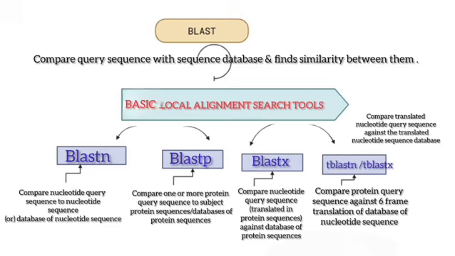BLAST is divided into 5 types: BLAST-N, BLAST-P, BLAST-X, T-BLAST-N and T-BLAST-X. So what is the work of BLAST-N? It compares the nucleotide query sequence to a nucleotide sequence or a database of nucleotide sequences. Both are nucleotide-based sequences.